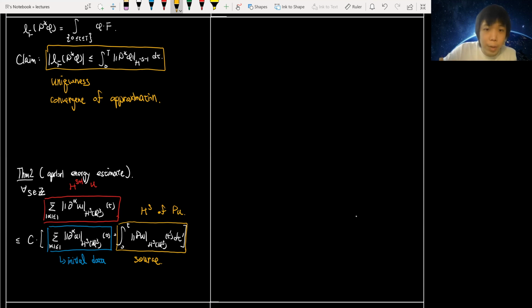Here, I would like to compare this with the elliptic operator, especially Laplacian. Suppose we know Laplacian U is C1, then U will be C3. That's elliptic regularity. And here, because our operator P is not elliptic, it's a wave operator, so we only get one order of derivative.